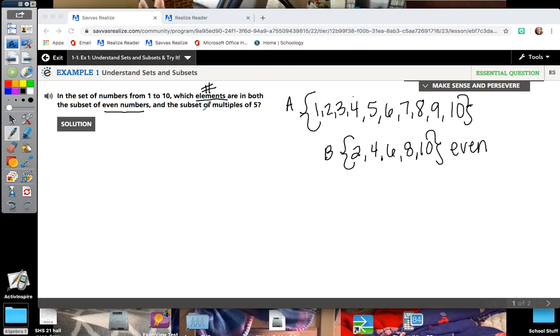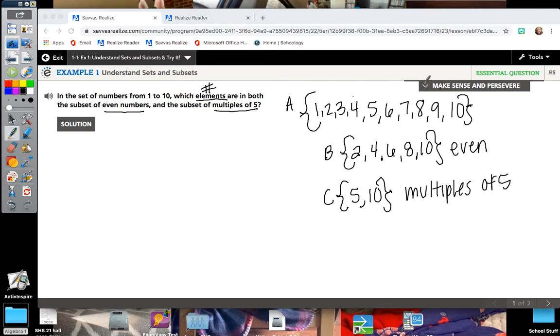And then when they want another subset of just multiples of 5. Multiples of 5 means that your number multiplies by 5 to get it. So nothing multiplies by 5 to give you 1 or 2 or 3 or 4. But 5 times 1 is 5. Nothing gives you 6, 7, 8, 9. But 5 times 2 gives you 10. These are just numbers that can multiply with 5 to give you those numbers. So these are multiples of 5.